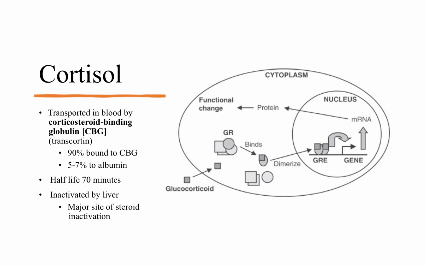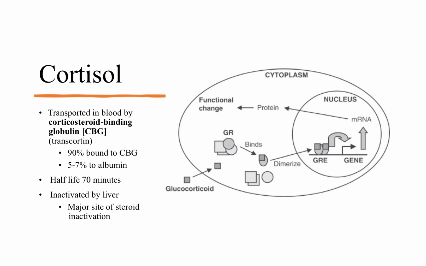And cortisol is made inside of cells through this steroidogenic process because it is a steroid hormone, and it is transported through the blood by its own little trafficking protein called transcortin, or corticosteroid binding globulin. 90% of cortisol is bound to it, and whenever cortisol is around, it lives for about 70 minutes before being metabolized in the body and inactivated by the liver.